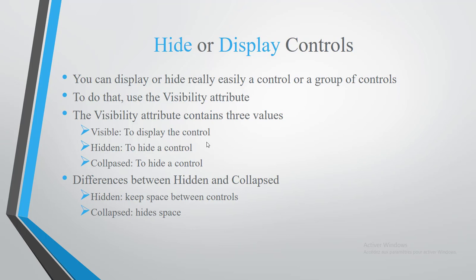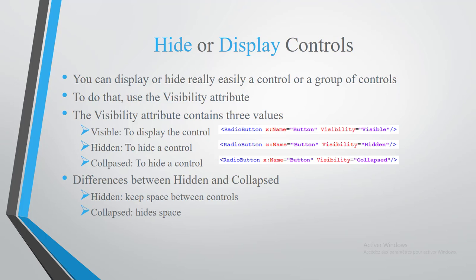Visible is used to display a control. In the example part, use the visibility like this. For instance, in the radio button, the value hidden hides a control, and collapsed is also used to hide a control. You can also use this attribute in your PS1 file. In my case, I use the attribute in my PS1 because I hide or display controls with an action and a button for the action. For instance, I click on a button and that displays or hides a control.